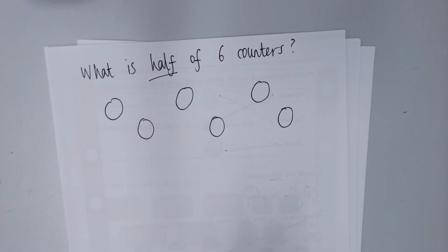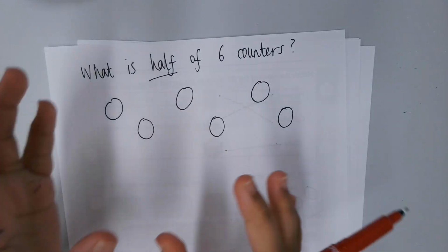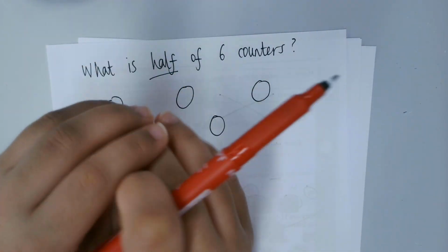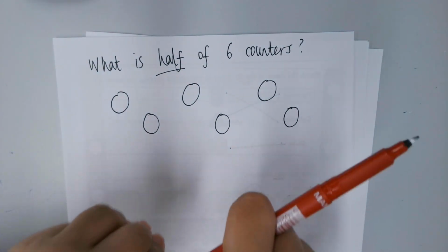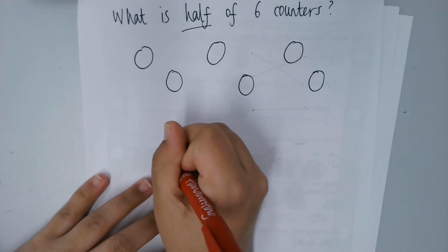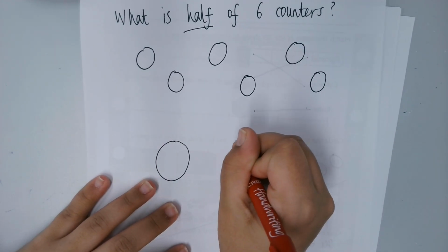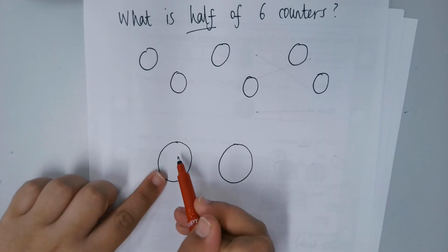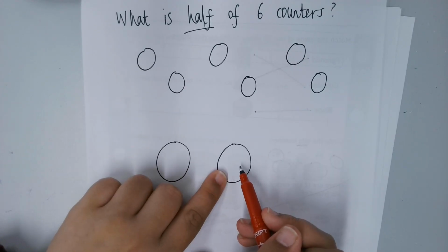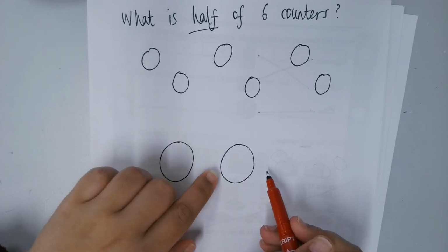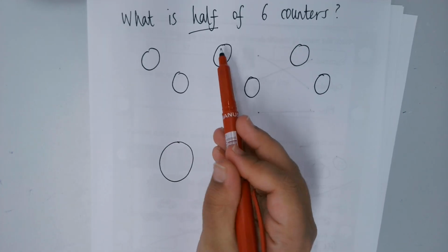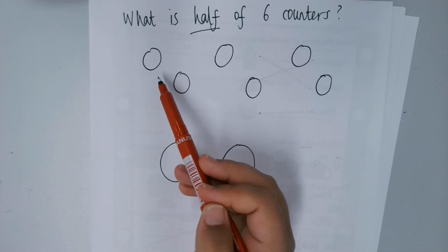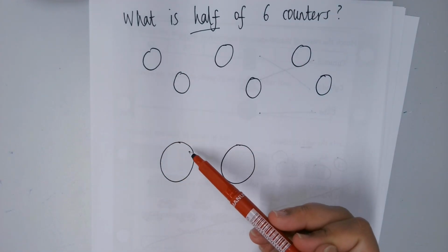Thinking back to year 1, I remember half means I am splitting an amount into 2 equal groups. I'm going to draw my groups. Group 1, Group 2. Whatever's in here has to match what's in here, otherwise the groups are not equal. Half of 6 counters.